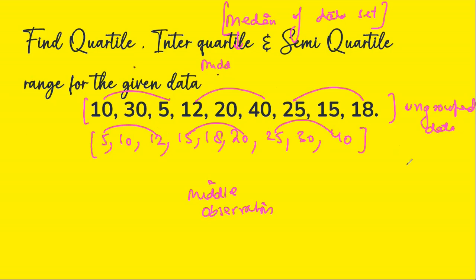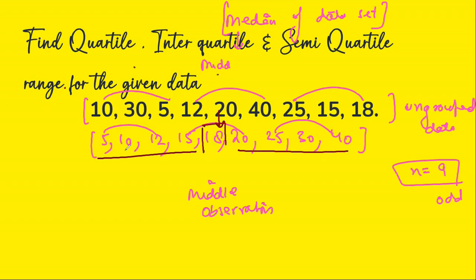Now, what is the number of terms? The number of terms is 9. 9 is odd, so when you have an odd number of terms, you directly get the middle value. How? 4 terms here, 4 terms here, and the middle value is 18. So this is the middle observation.